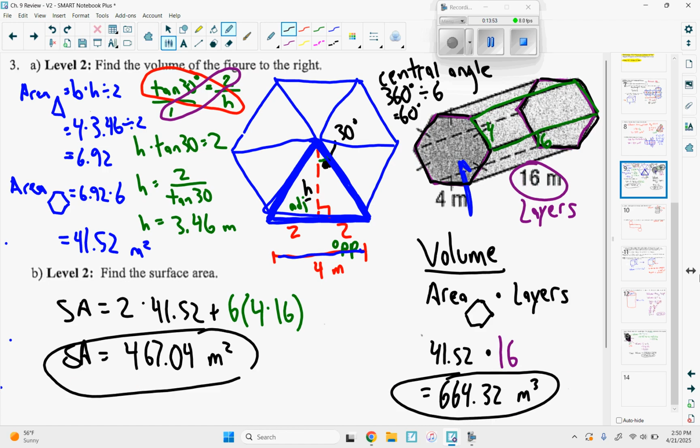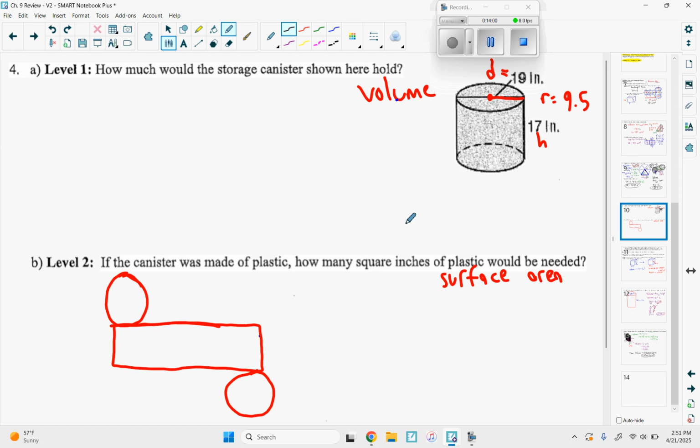All right. One more problem that I'm going to go through step by step, and this is number 4. So number 4, we have a cylinder, and here, number 1 says, how much will it hold? That is a volume problem. And to find the volume of a cylinder, it's same as prism. You're going to find the area of your base, which is a circle, and then you're going to times it by your layers, or in this case, the height.